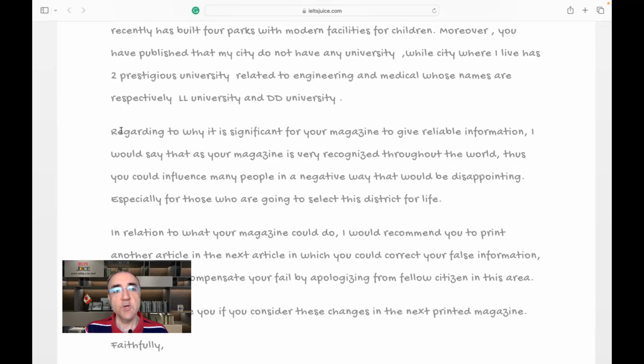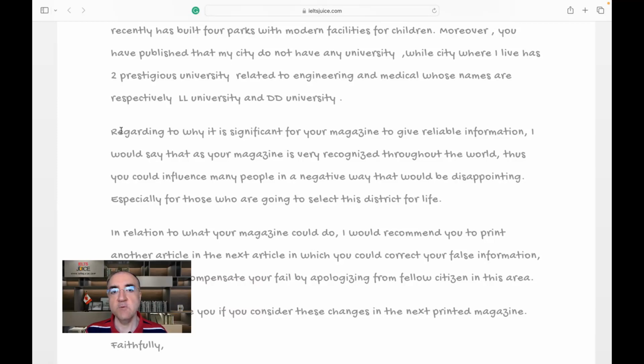So, regarding... okay, now look, we need to say with regard to why it is significant, blah, blah, or just regarding why it is significant, and then you continue. So regarding why it is significant for your magazine to give reliable information, I would say that as your magazine is very recognized throughout the world, wow, so it's a huge magazine.